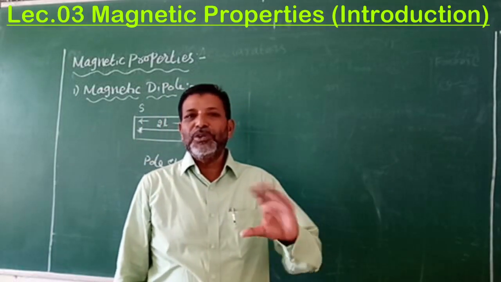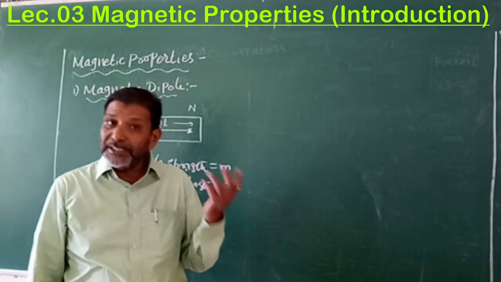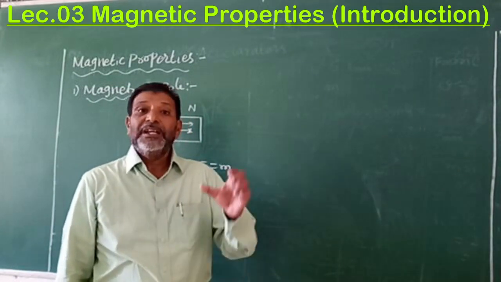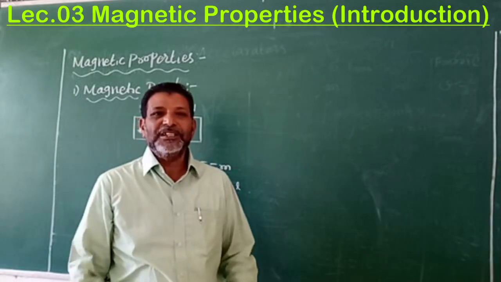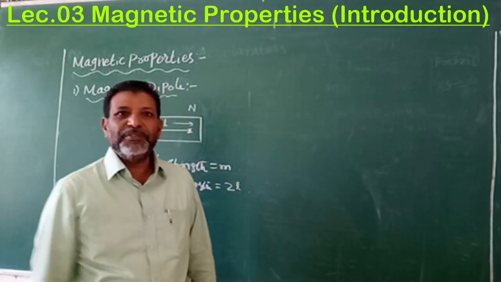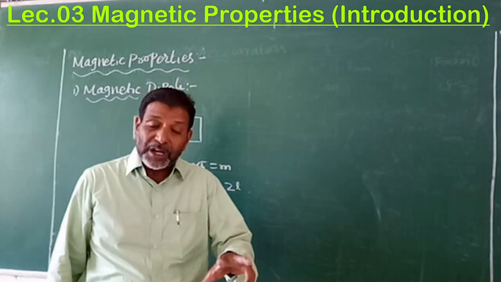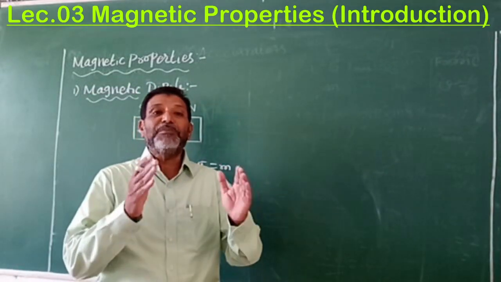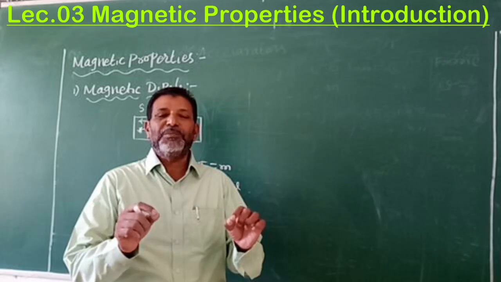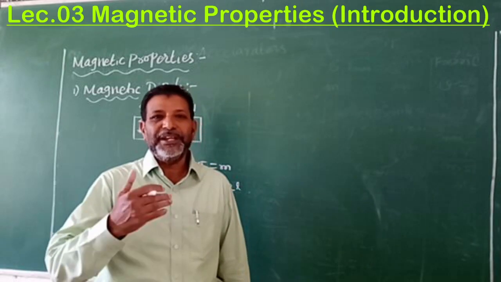That means two unlike poles, meaning they must be opposite in nature. In this case, north pole is positive, south pole is negative, so they are opposite in nature and of equal strength. That is, the pole strength of north pole and south pole is the same, but the pole strength of north pole is positive, south pole is negative. That is two unlike poles of equal strength separated by some distance. But the condition is that these two poles must be separated by some distance. That is known as the magnetic dipole.